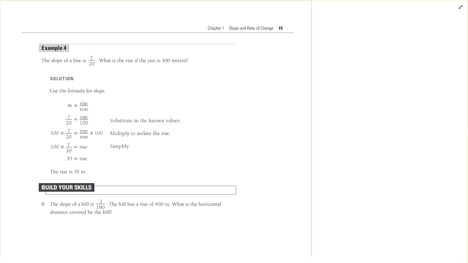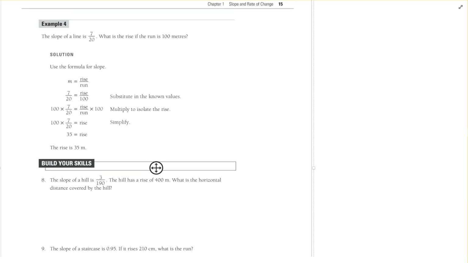All right, so now we're going to do the same type of thing, but we're going to make one slope equal to another slope, right? Because a slope is just a ratio, it's a rise over a run. So we're doing proportions again. It's going to be really similar to the one we did right before this last one. So it says the slope of a line is 7 over 20. What is the rise if the run is 100 meters?